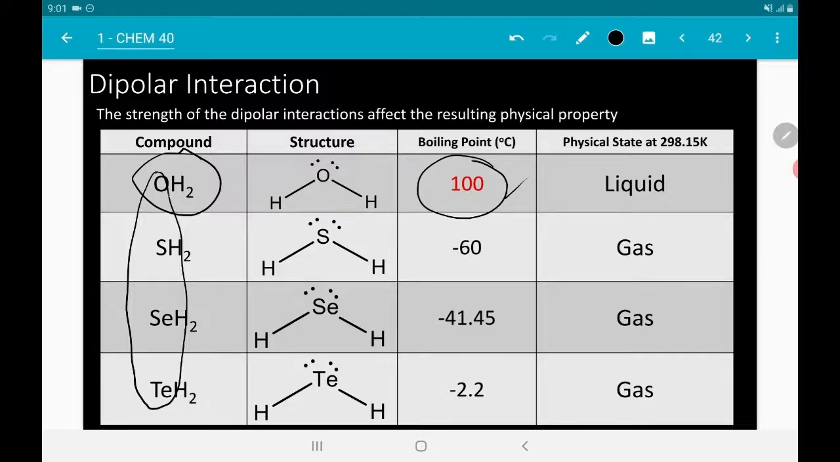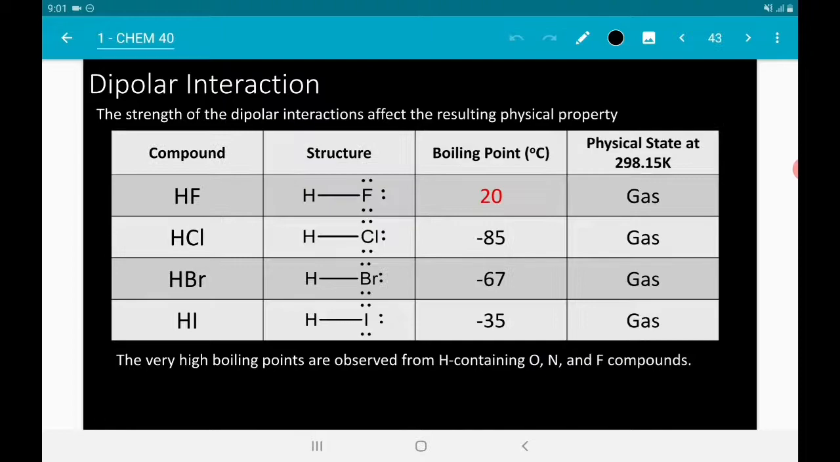Okay? This is hydrogen sulfide. It boils at negative 60 kahit mas mabigat siya sa water. Okay? So, ibig sabihin yung dipole moment ng water, mas mataas kaysa sa dipole moment ng hydrogen sulfide. Mas mataas din sa selenium dihydride and tellurium dihydride. So, may anomaly. Okay? And the anomaly is up to fluorine.